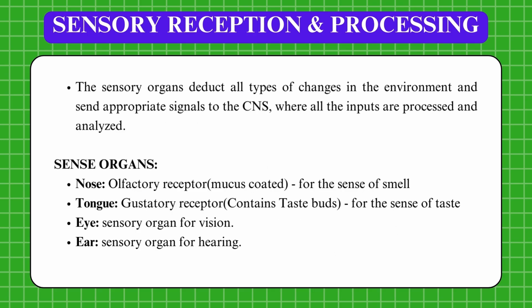Sensory reception and processing. The sensory organs detect all types of changes in the environment and send appropriate signals to the CNS, where all the inputs are processed and analyzed. Sense organs. Nose. Olfactory receptor, mucus-coated, for the sense of smell. Tongue. Gustatory receptor, contains taste buds, for the sense of taste. Eye. Sensory organ for vision. Ear. Sensory organ for hearing.